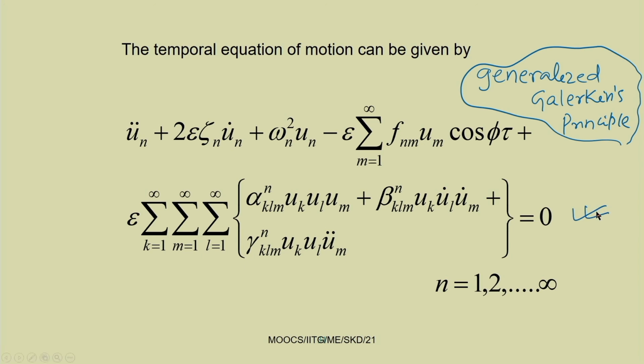Here you just see this equation contains u n double dot, which is the inertia term, this is the damping term, this is omega n square u n, and this is the forcing term. Here you can note that in this forcing term, u m, that is the response, has the coefficient f n m cos phi t. That is a time varying term which is the coefficient of u m, that is why the system is a parametrically excited equation.